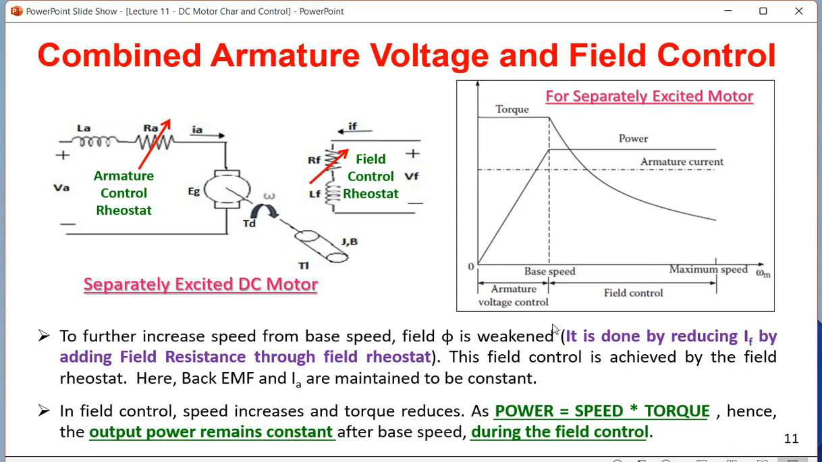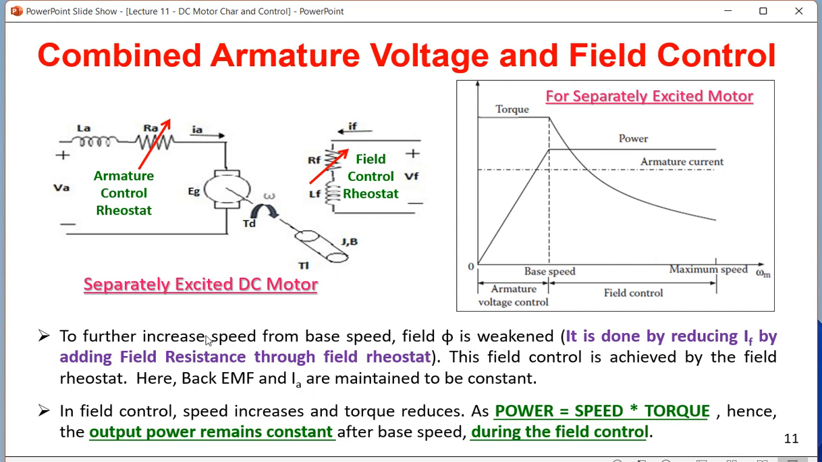That means you are reducing the field current. That is the relationship: the lesser the field current, the more the speed of the motor will increase. So you have to reduce the field current, which will reduce phi, and that will increase the speed. How? We have to add more resistance with the rheostat. If you add more resistance, VF is constant, IF will keep on reducing, and phi will get weakened.